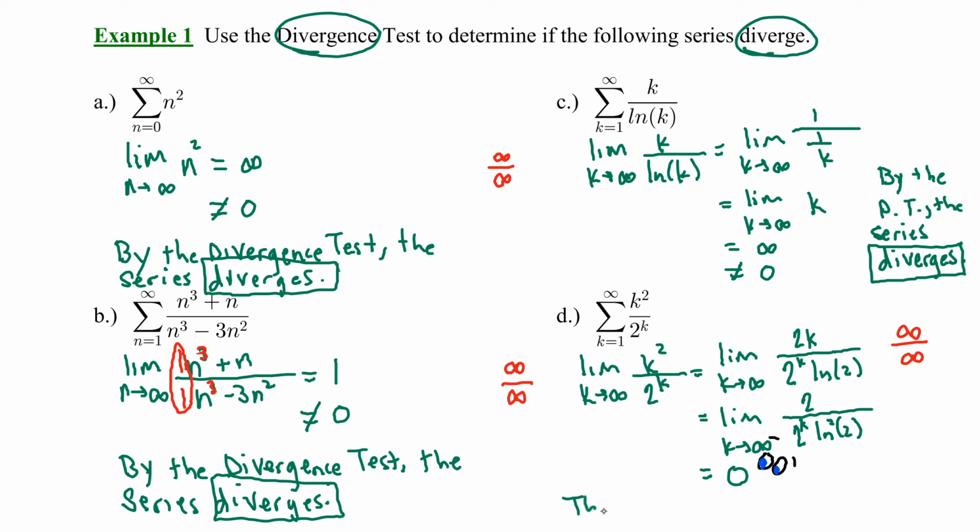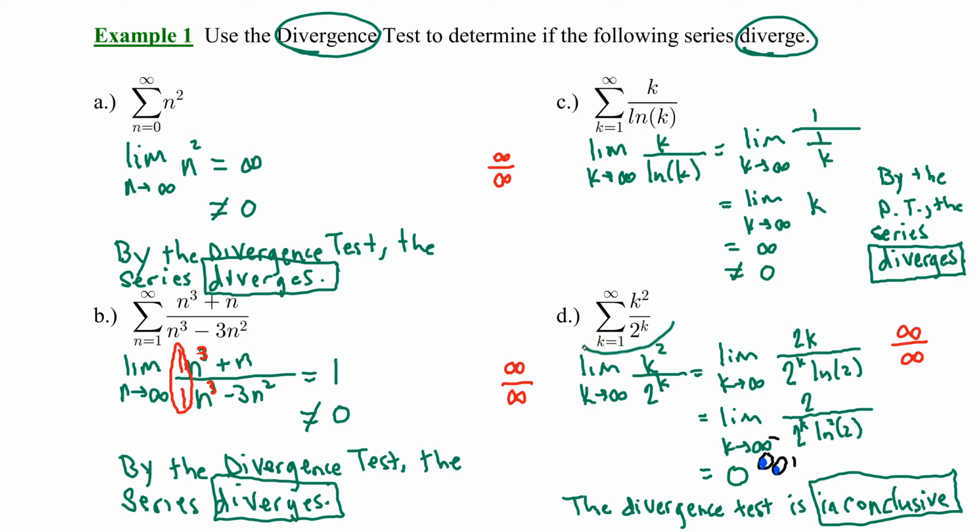So we can simply say the divergence test is inconclusive. The series may converge, it may diverge. So our answer is we don't know. We can simply say the divergence test is inconclusive. Later on, we'll learn for a series that looks something like this, the ratio test will help us to determine the behavior of that series.